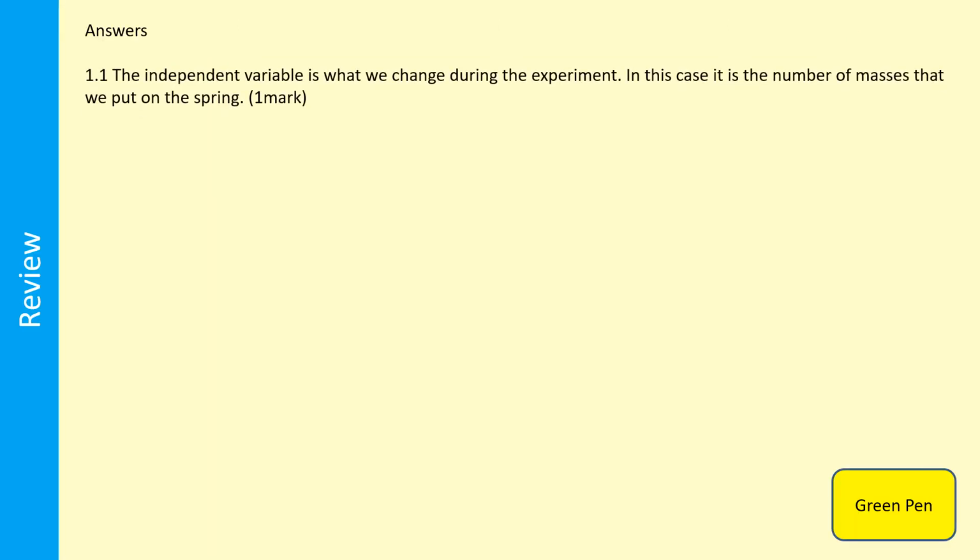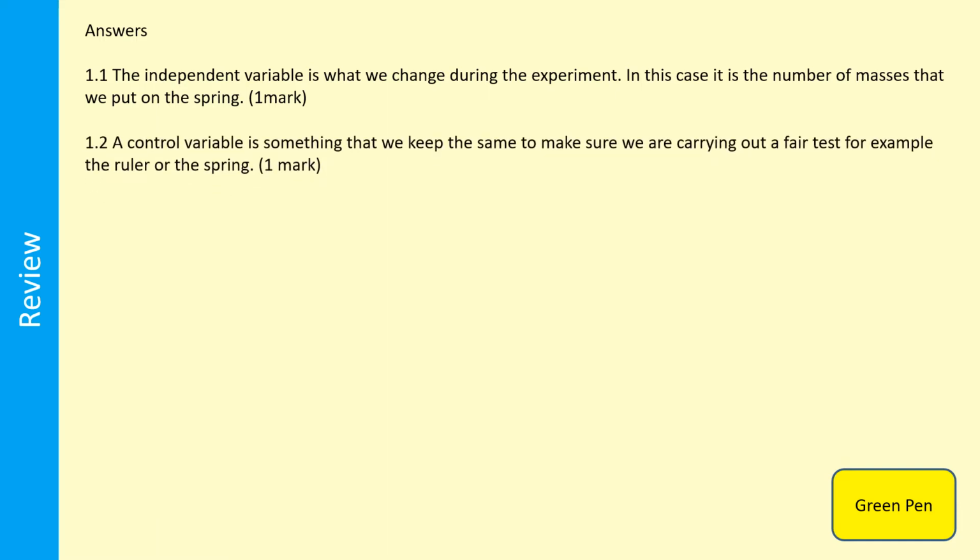Part 1. The independent variable is what we change during the experiment. In this case, it's the number of masses that we hang from the spring. A control variable is something that we keep the same to make sure we are carrying out a fair test. So for part 2, you could have said the ruler that we were using to do the measurement or the spring itself.